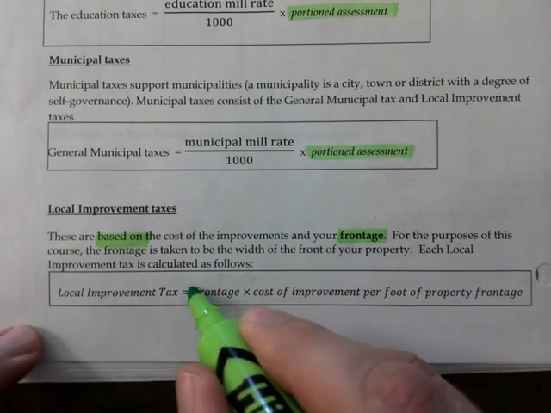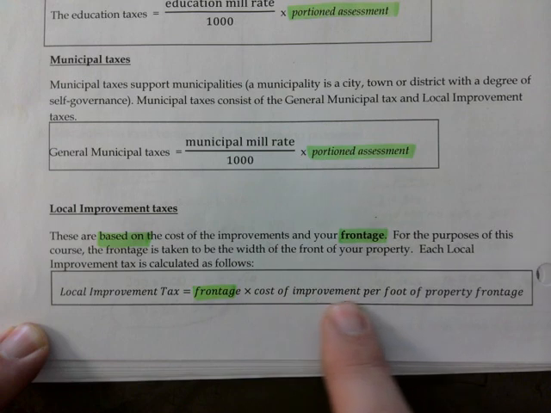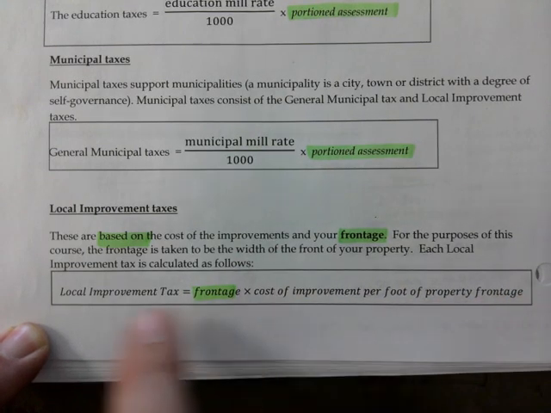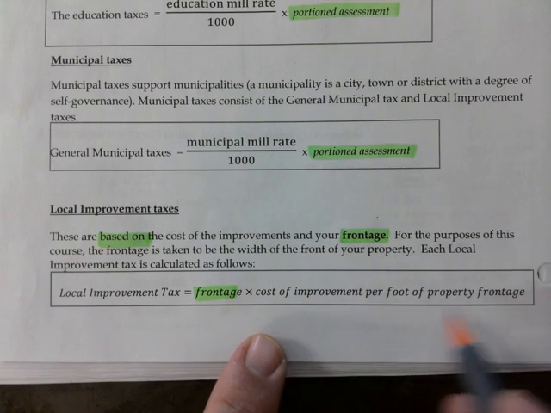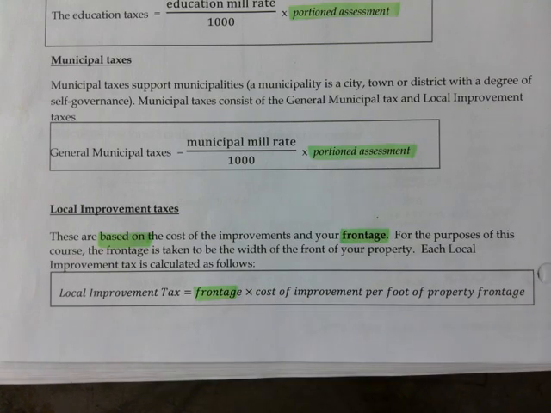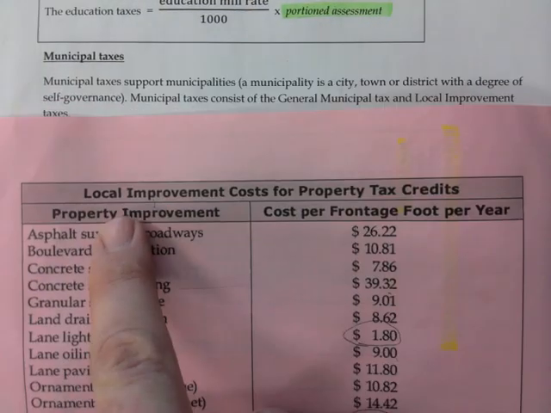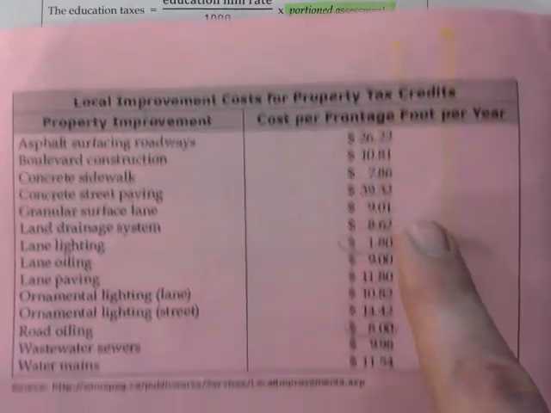Each local improvement tax is calculated as follows. There's your frontage again, frontage times the cost, right? And that will usually be from a table, the cost of improvement. Can you grab your pink charts and go to the back? It says local improvement cost.